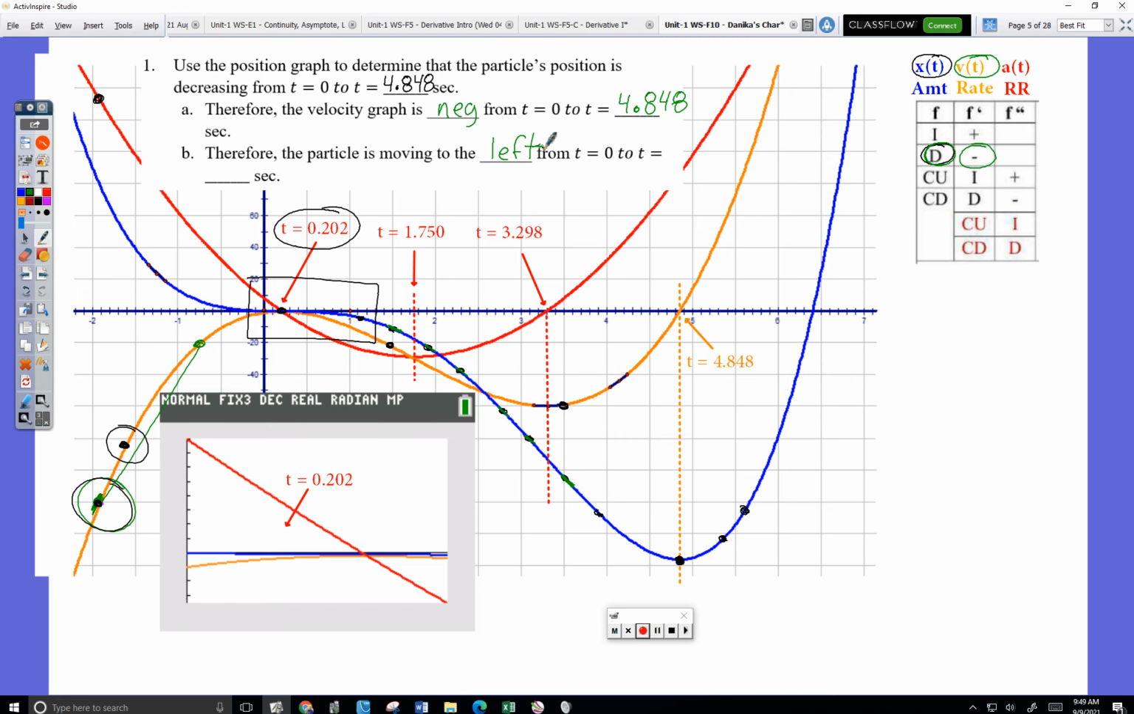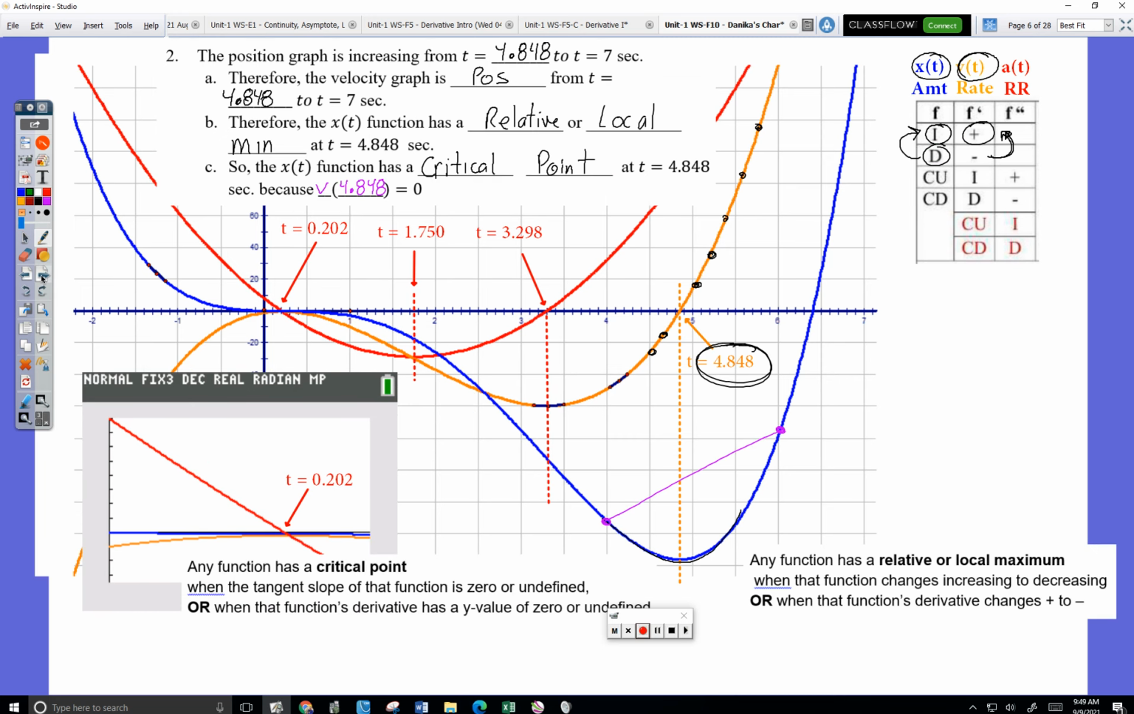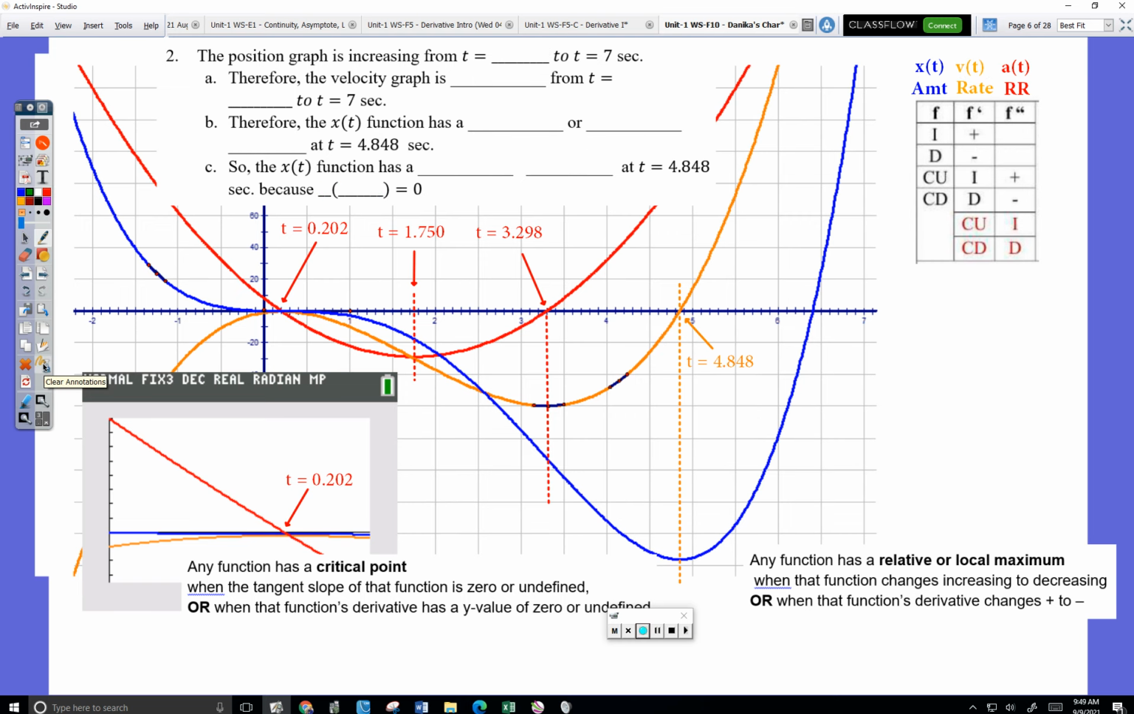Move on. Item 2. The position graph is increasing from time equal blank to time equals 7. Raise your hand who knows what goes in the green blank. Rachel? So same spot. Who knew it? 2 points for Rachel.